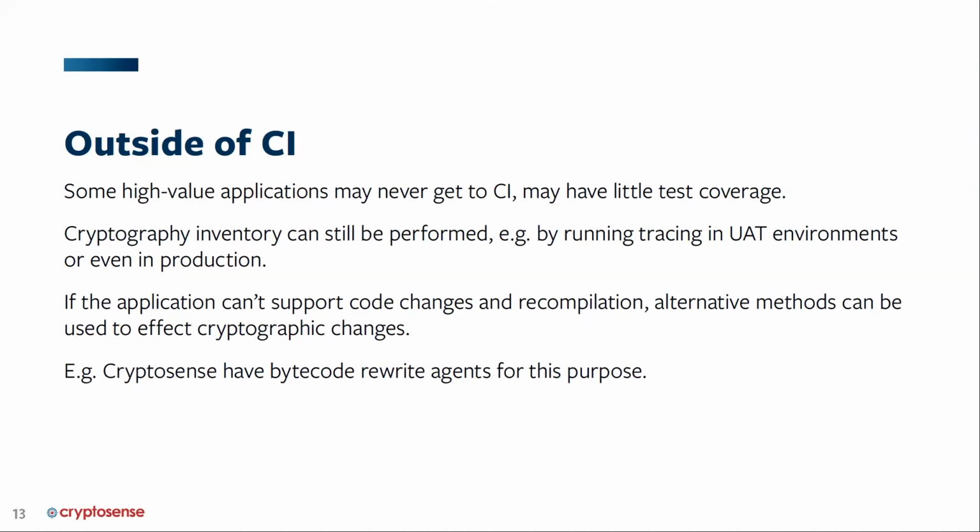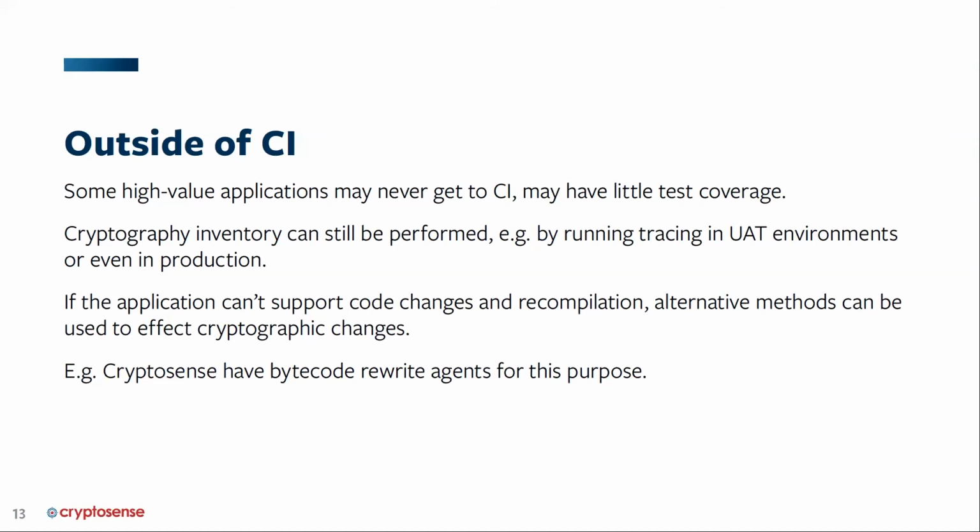Well, we can still do cryptography inventory. So for example, we can trace an application in a UAT environment or even in production with the right kind of tracing to see what it actually does when real data goes through there. And so we can still really figure out what kind of cryptographic operations are happening. Of course, that's only one step, right? So we've got the inventory, but now we want to make a change for an agility reason, either just to fix something or to change to a new algorithm.